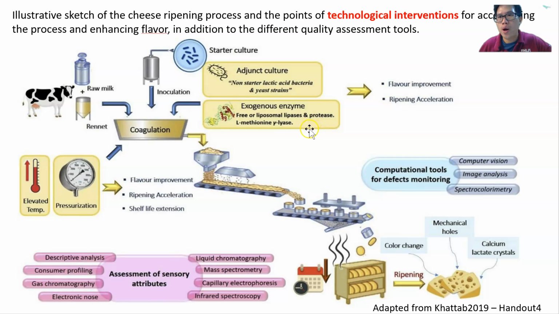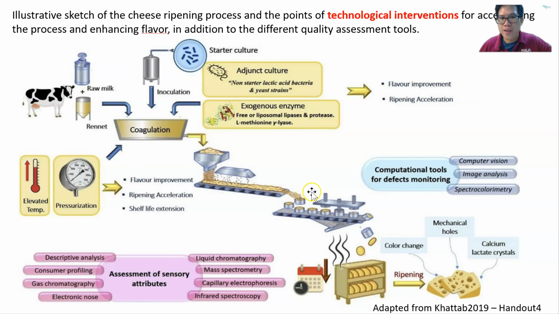Because why do you want to accelerate ripening? Ripening, as I mentioned, is a long process. If you can shorten it, if you reduce the time required to ripen, then of course you can quickly sell the cheese, okay.